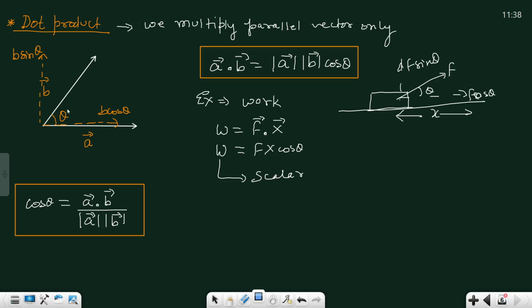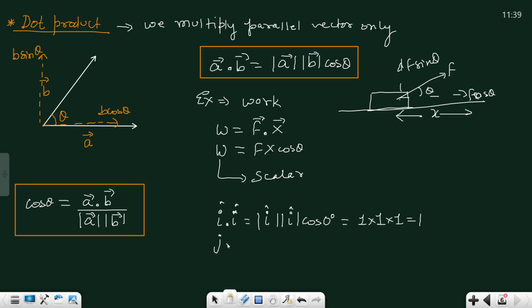First we'll take only the magnitude part for A and B. You have to only take the magnitude part if you apply this formula. Now, when you go for I dot I, what will you get? I is parallel to I, and the magnitude of I is 1 because I is a unit vector. So if you apply the formula, the angle is 0, the magnitude of I is 1, and cos 0 is 1. So I dot I is 1.